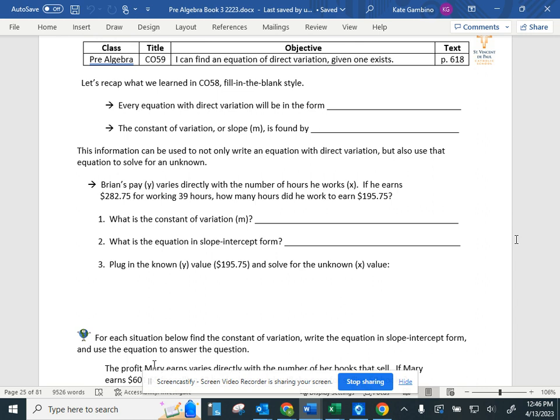So we're going to review what we learned yesterday. Let's review it. So every equation with a direct variation will be in what form? What is our equation going to look like if we have that direct variation? James, is that hand up? Or are you stretching? Emily.